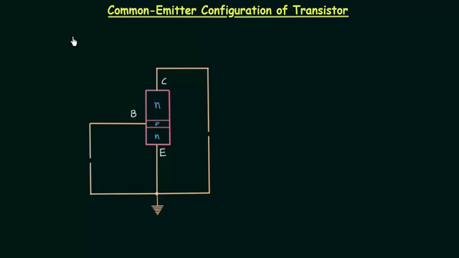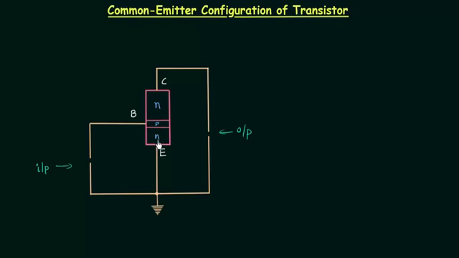In the last few lectures, we completed common base configuration of transistor. In this lecture, I will explain common emitter configuration of transistor. In common emitter configuration, emitter is common to the input side and to the output side. This side is input side and this side is output side.